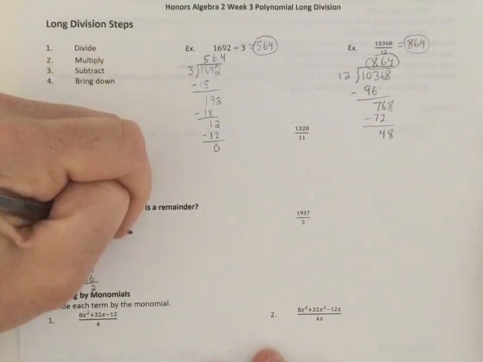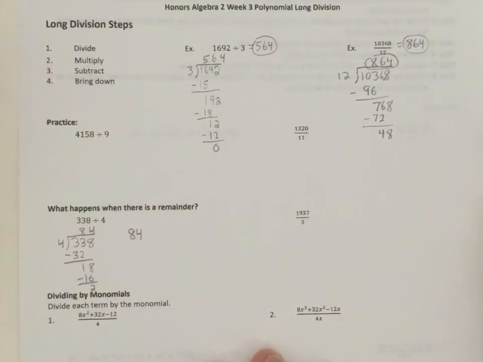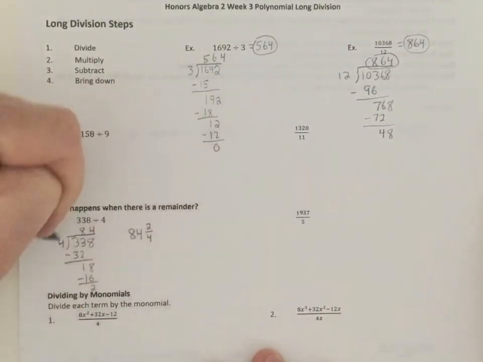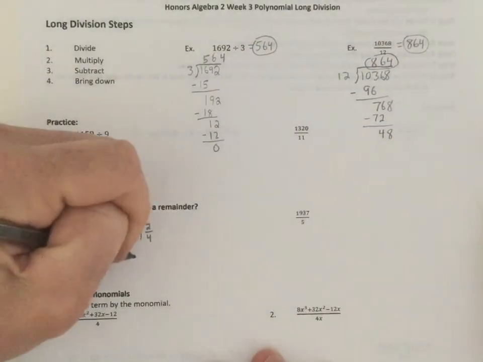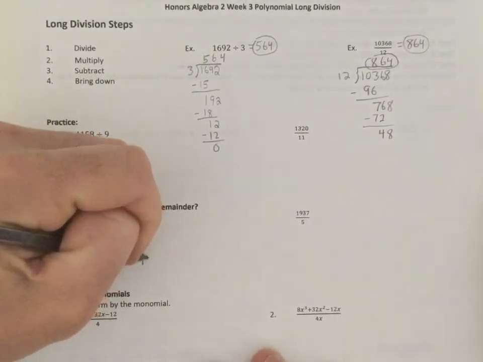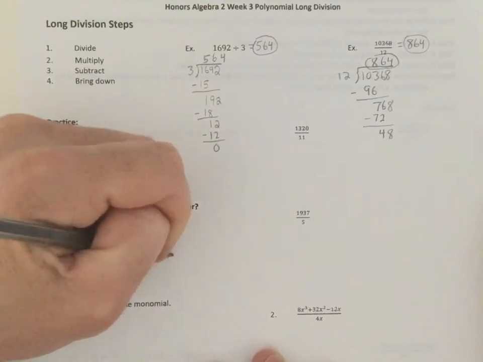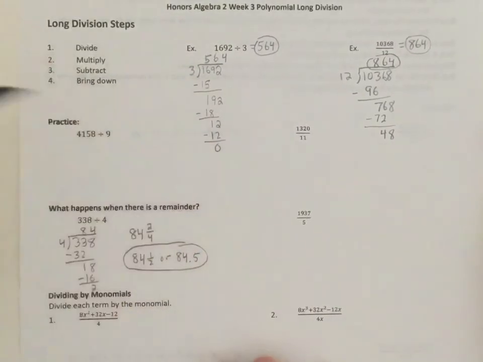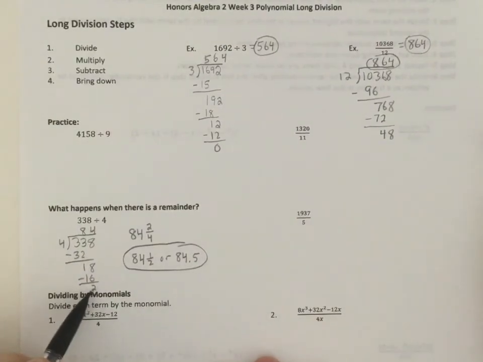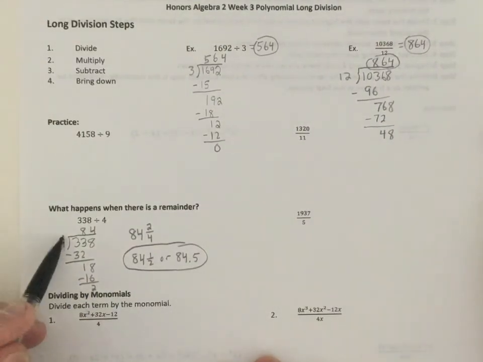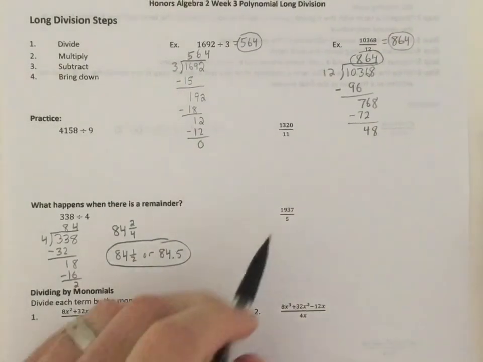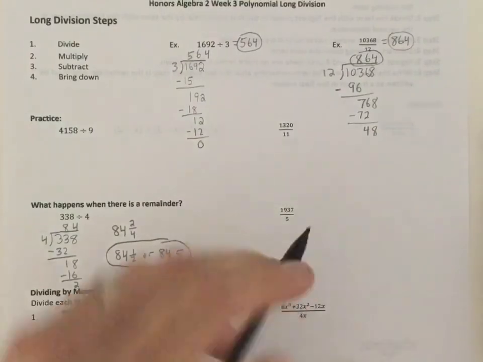So what I end up writing here is 84, and then I have 2 left over out of the 4 that I was trying to divide by. So therefore 84 and a half, or 84.5 is my answer. So I just took whatever that number was and divided it by whatever my divisor was. One more, 1,937 divided by 5.